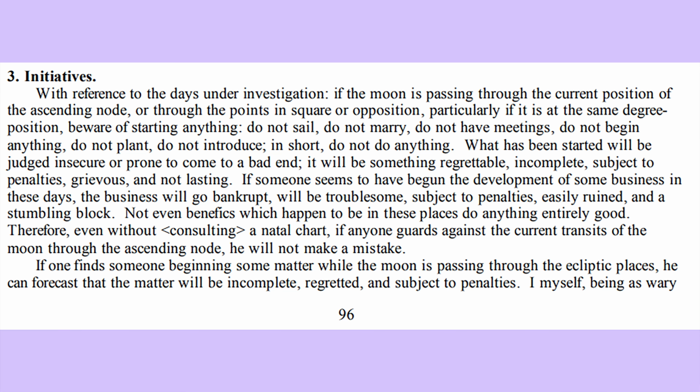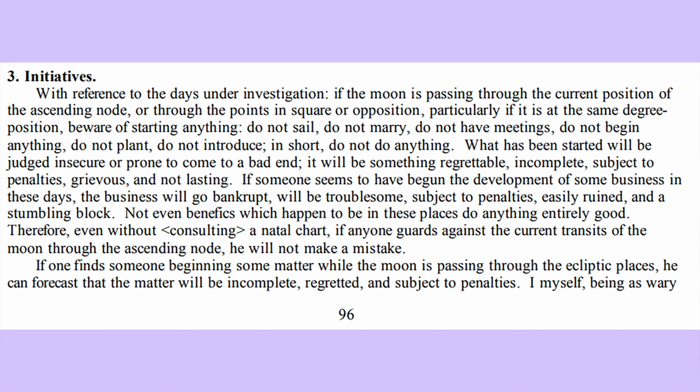Two more texts from the ancient world that I want to look at. There's not much written in ancient astrology about the nodes, but these two maybe are standout passages. Vettius Valens from the Riley translation was very kind of down on the nodes, warning about them. He says that if one finds someone beginning some matter while the moon is passing through the ecliptic places, those are the nodal points, he can forecast that that matter will be incomplete, regretted, and subject to penalties.